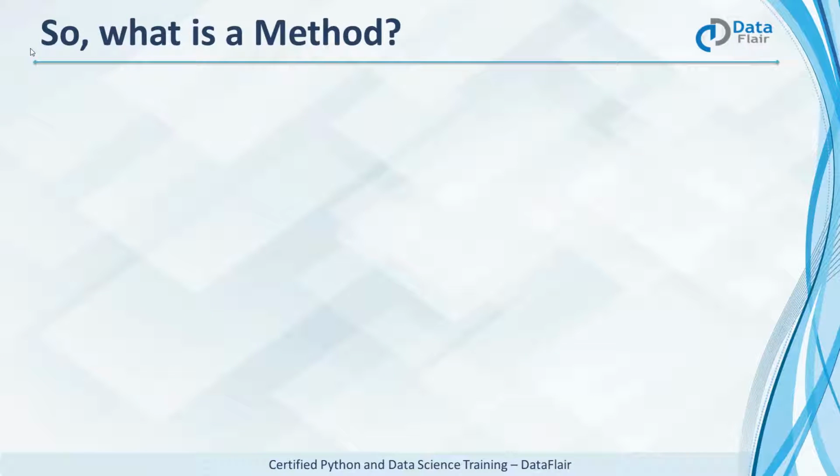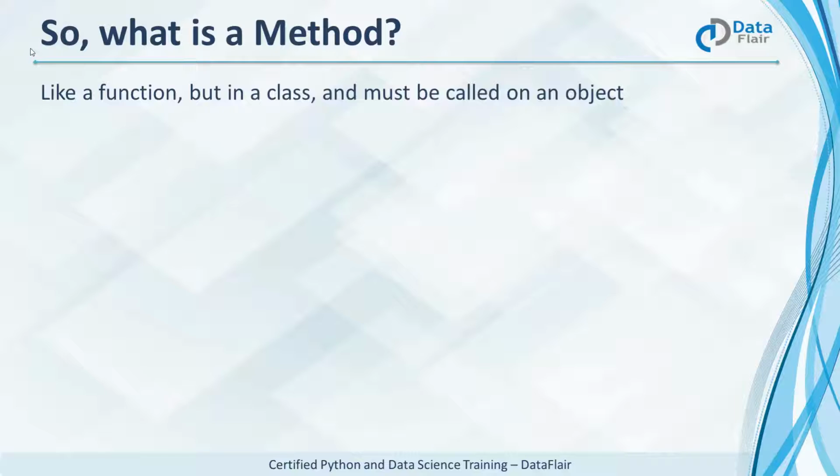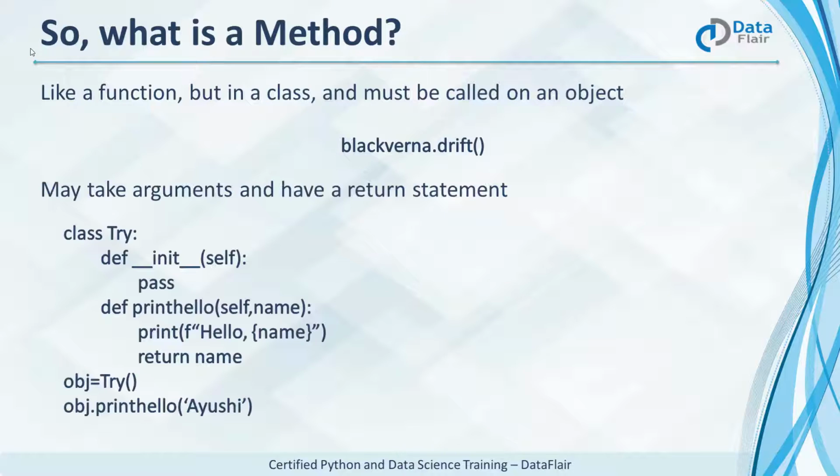So what really is a method? A method is like a function, but it belongs to a class, is called on an object, and can modify that object. Here, we call the drift method on this object. Like a function, a method may take in arguments and return something.